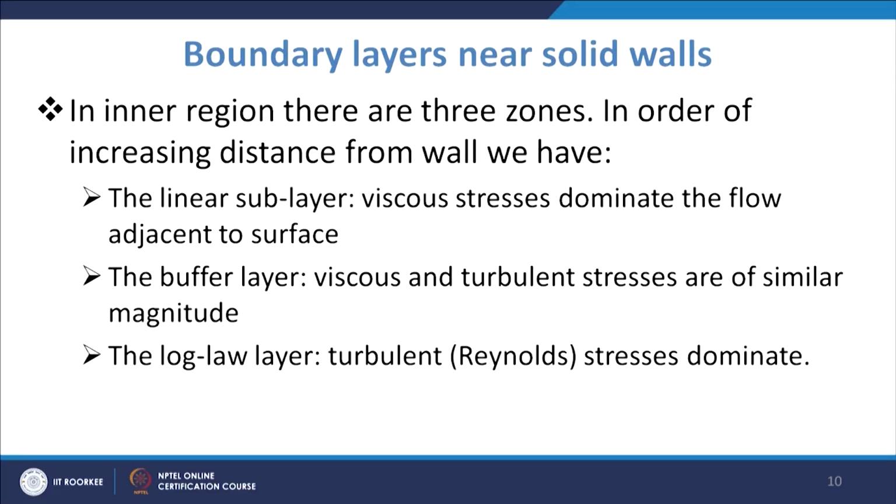Then, in the boundary layer near the solid wall, the inner layer has 3 zones. You have the linear sublayer, where the viscous stresses dominate the flow adjacent to the surface, because there, due to the wall, the flow velocity becomes 0. You have a buffer layer, where viscous and turbulent stresses are of similar magnitude, and then you have a log law layer, where the turbulent stresses dominate.